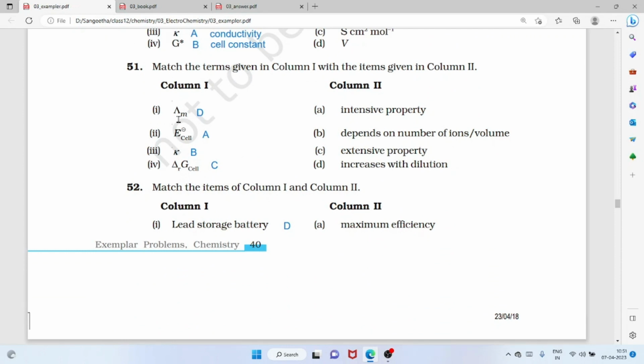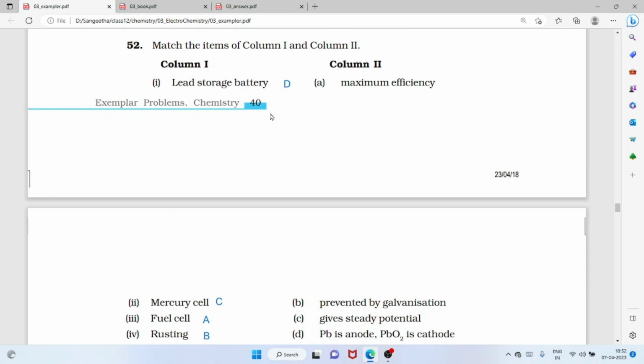Column 1 says molar conductivity increases with dilution. Cell potential is an intensive property. It does not depend upon the amount. Conductivity depends on the number of ions in a volume. Gibbs energy is an extensive property. It depends on the amount.